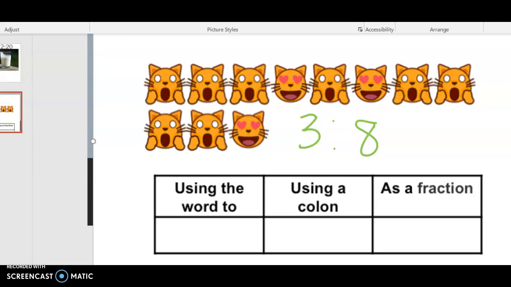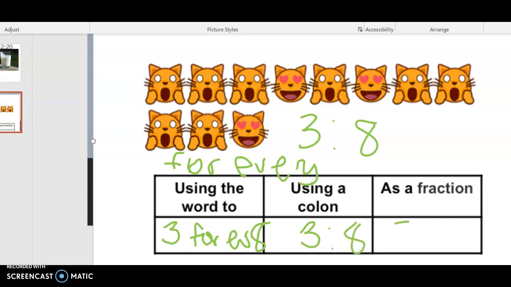But for us, we're going to use what words? We're going to use for every. So here you will write 3 for every 8. Now with the colon, 3 for every 8 as a fraction, 3 for every 8. And that is how you convert it into fractions.